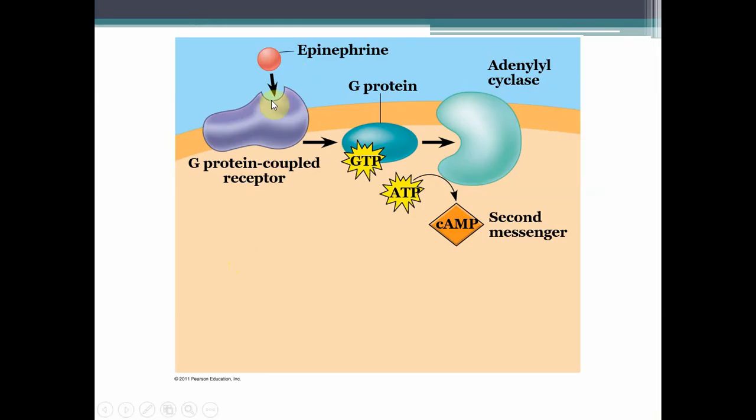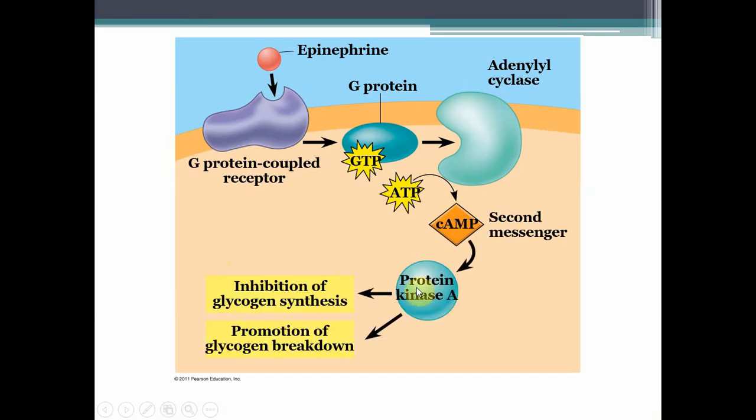Epinephrine attaches to receptors and activates G protein. G proteins activate adenyl cyclase, which produces cyclic AMP, which causes the activation of protein kinase A. Protein kinase A inhibits glycogen synthesis and promotes glycogen breakdown. It stops the formation of glycogen and breaks down the glycogen, so the blood glucose level becomes high.